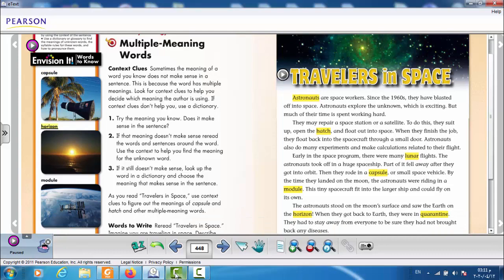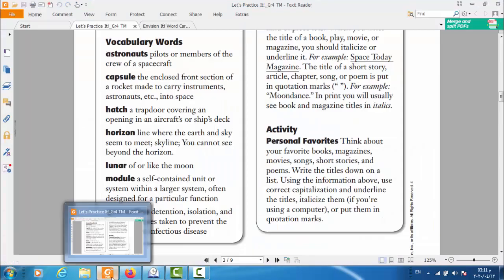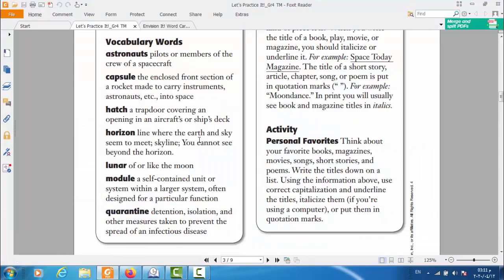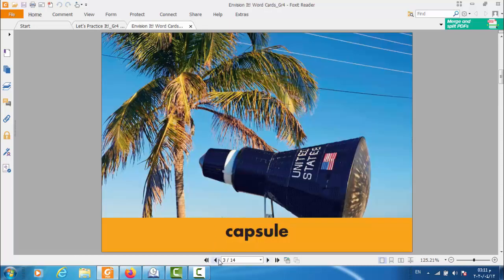Horizon. Horizon. What is a horizon? Horizon is the line where the earth and the sky seem to meet. The skyline. You cannot see beyond the horizon. So horizon is the line where the earth and the sky seem to meet, and it's called skyline. So you cannot see beyond the horizon. Let's check the picture in here.